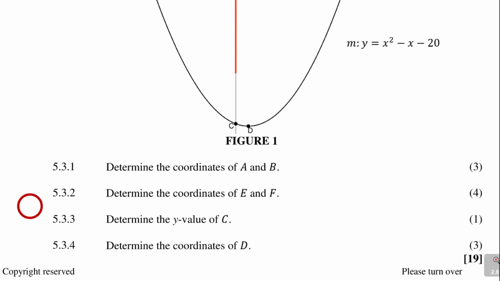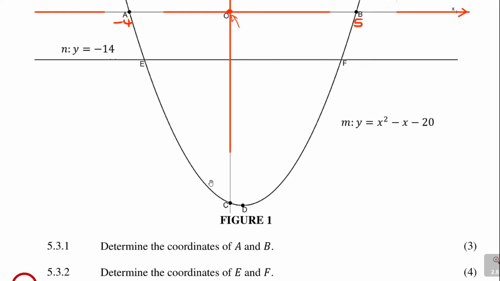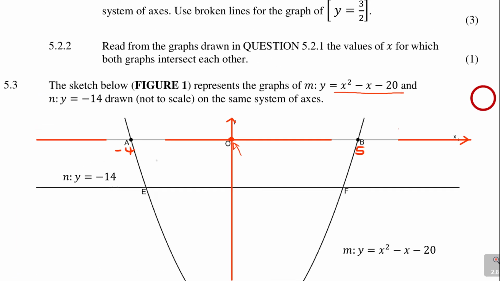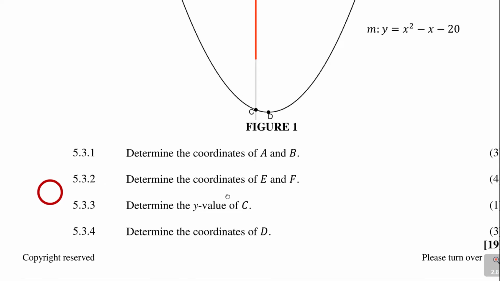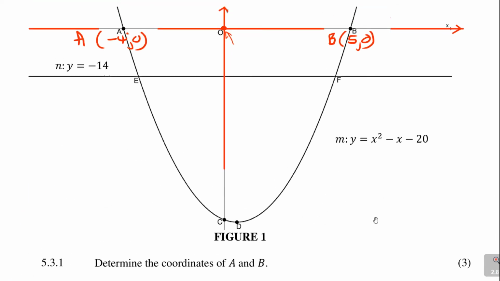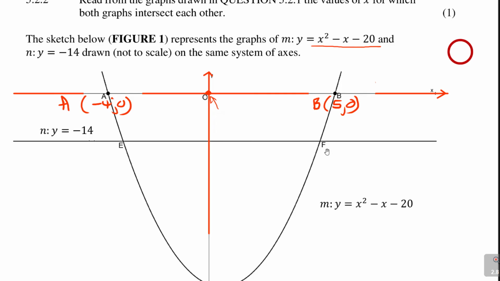Determine the coordinates of A and B. So A, it's minus 4, 0. So when you write it, you write like this, A, and you write this, B is 5, 0. So you write it like this, B 5, 0. That's the answer there. And then determine the coordinates of E and F. Where is E and F?